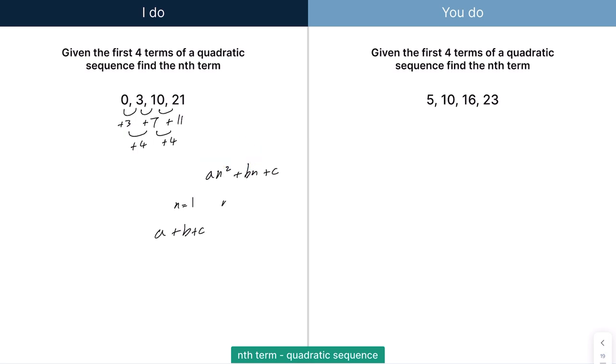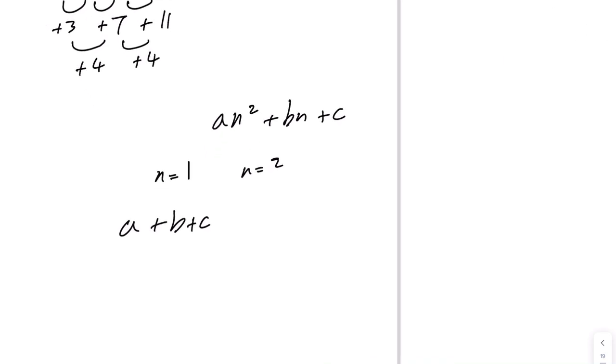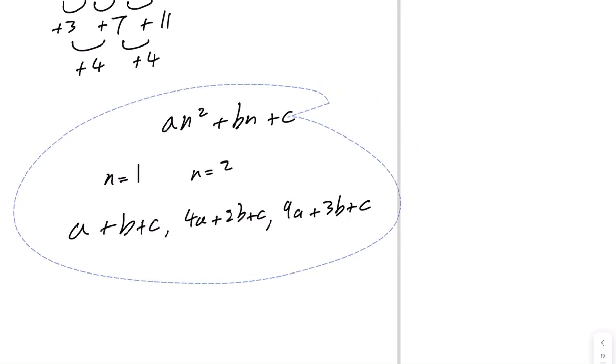And then if you look at n is equal to 2, I'm just going to zoom in a little bit so I have a bit more space to work with. So when n is 2, we have 2 squared, which is 4a plus 2b plus c. And then finally, when n is 3, we have 9a plus 3b plus c. Okay, I'm just going to move that over to the left a little bit.